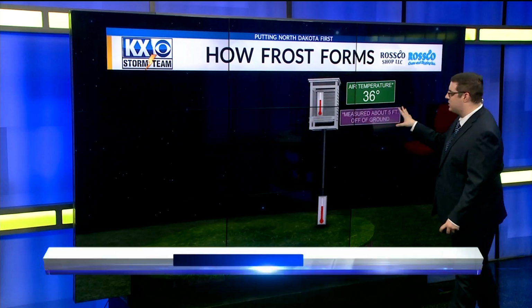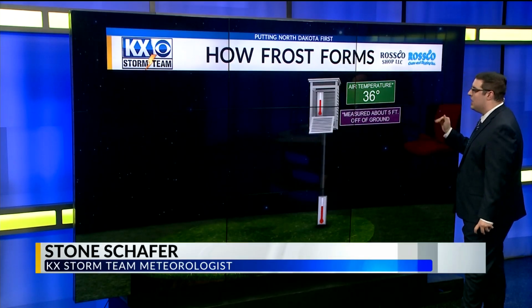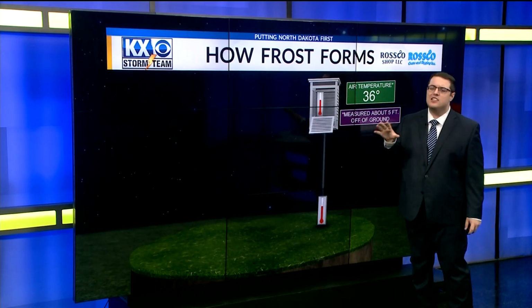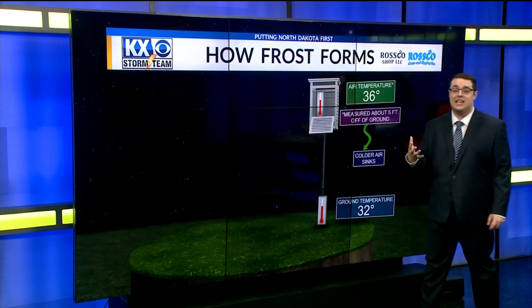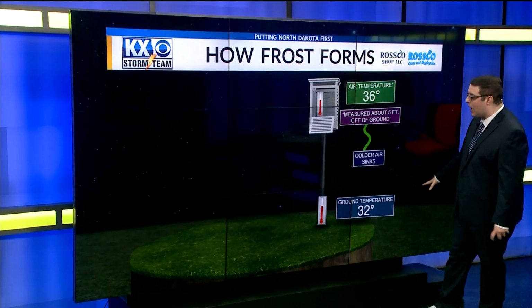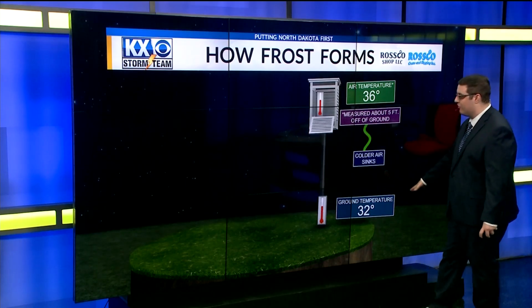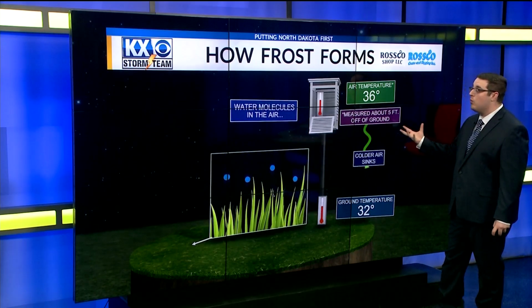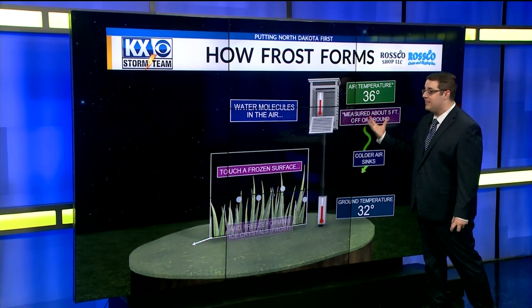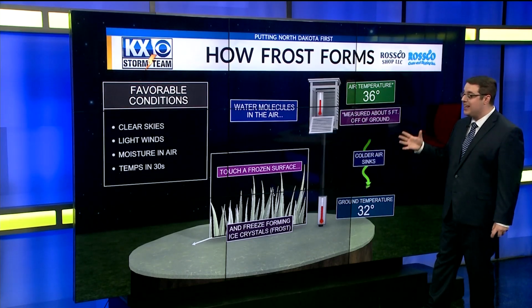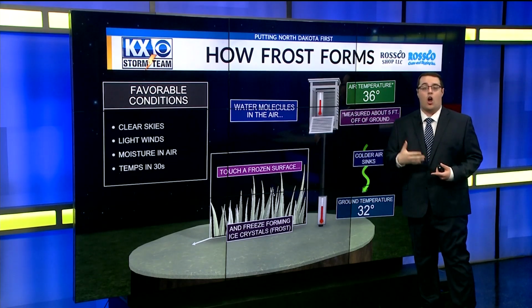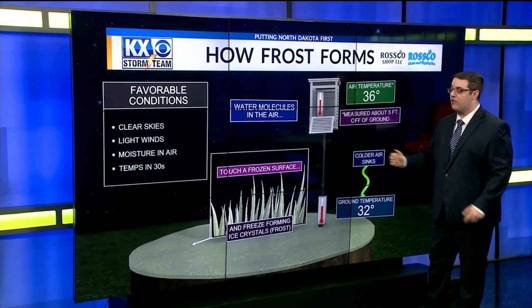Well, we take our air temperatures right around 5 feet above the ground. And if we start to get those temperatures mid to lower 30s, well, once that air starts to sink, because it is a little bit more dense than warm air, it will get to the ground and the ground will be a little bit cooler, right around freezing at 32 degrees. That air will have water molecules in the air. And once it touches that colder surface, it will freeze on contact, creating ice crystals on your car, on the grass, on really anything that is at that freezing mark.